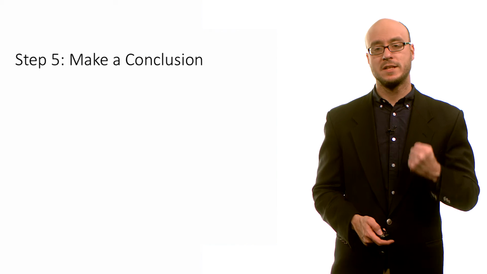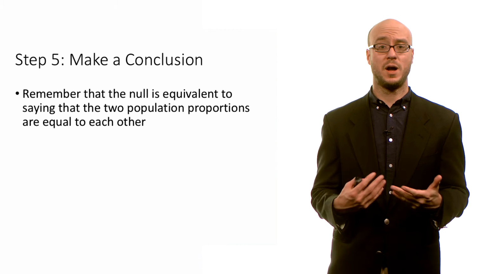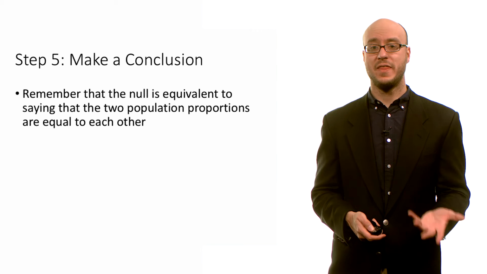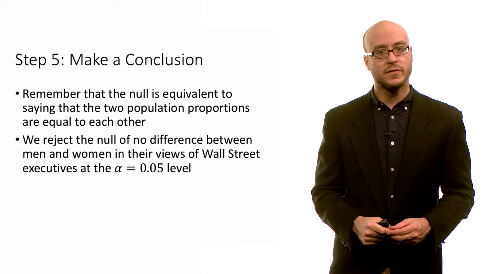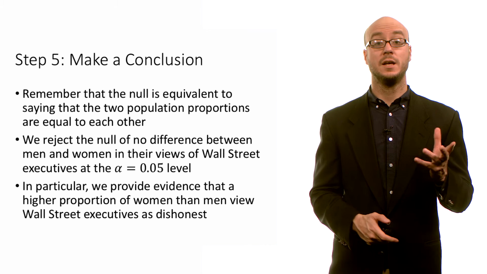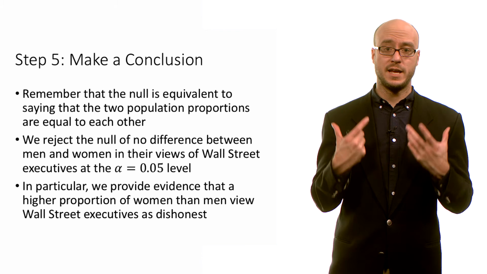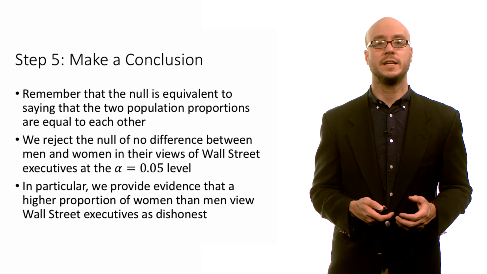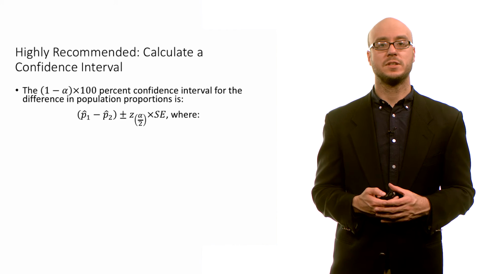At this point, we can make a conclusion. Recall that the null is equivalent to saying that the two population proportions are equal to each other. That difference in the population is 0. That's the null hypothesis. Nothing's going on. But we reject the null of no difference between men and women in their views of Wall Street, at the alpha of 0.05 level. Specifically, the data seem to suggest that a higher proportion of women than men view Wall Street executives as dishonest.